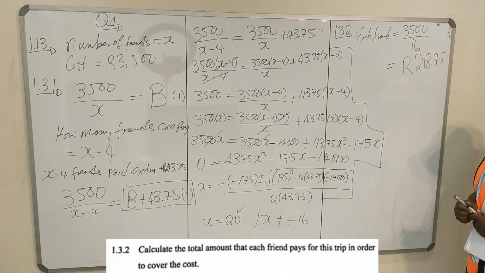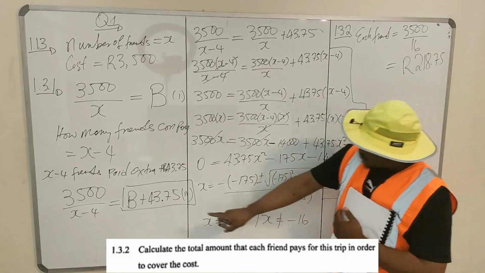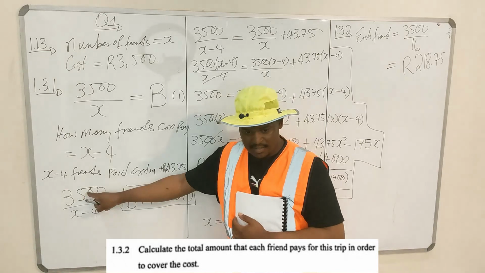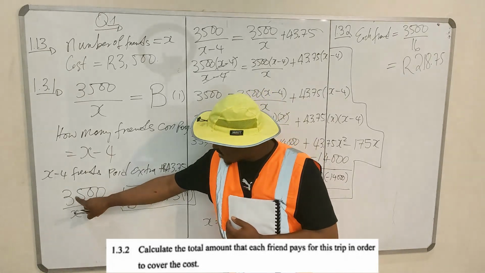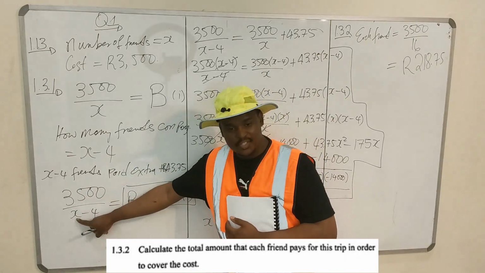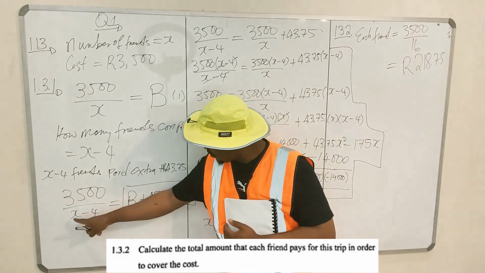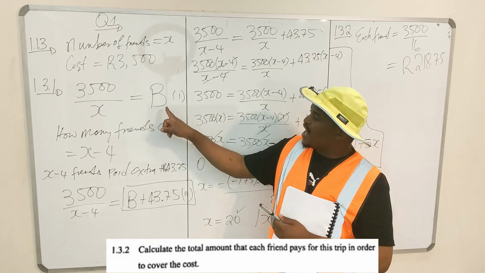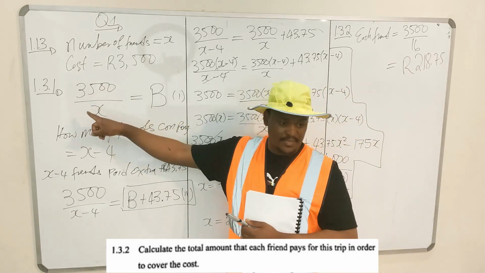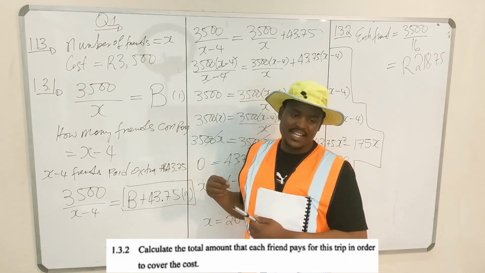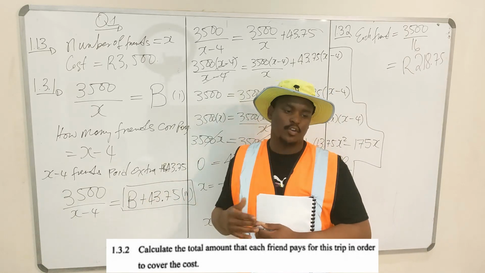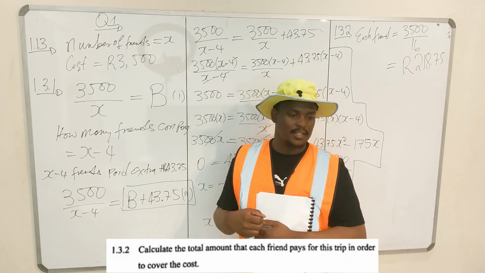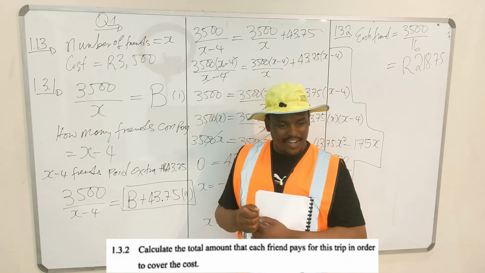Is it clear? Yes. Because this is what each friend should be paying, and it is equal to that. You know that it is 3,500 divided by x minus 4, and x is 20. Then done. Or maybe we can calculate how much each of them was supposed to pay in the first place, then add the 43 rand that they added on top to cover the deficit. And this is it.